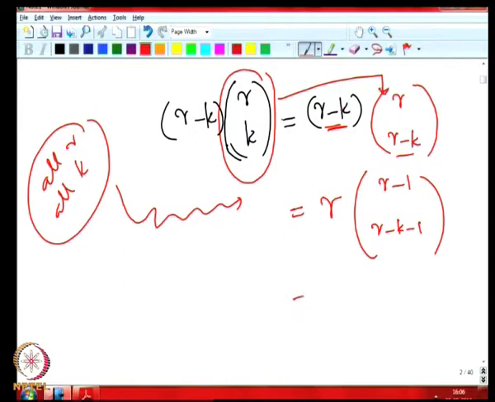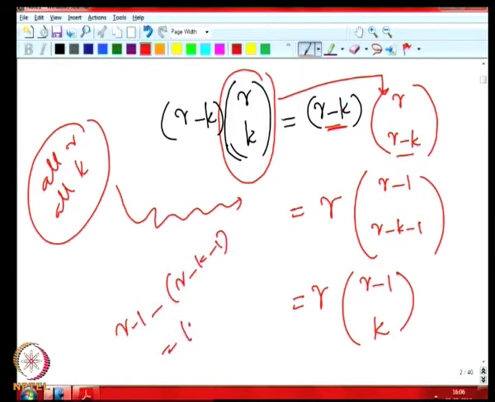Now we can again apply the symmetry identity. This is r into r minus 1 choose r minus 1 minus, r minus k minus 1, and that is just k, right? So r minus 1 minus r minus k minus 1 gives k. The r's cancel, minus 1 minus 1 cancel, and minus 1 minus k is k. So that is what we are writing here.